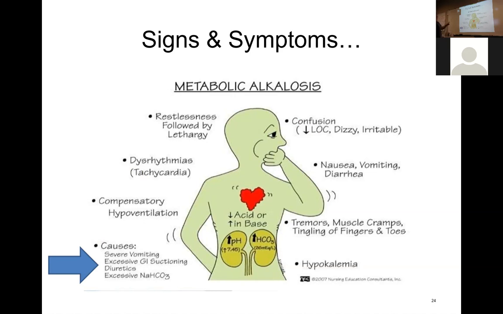So, nausea, vomiting, diarrhea. Anytime we get out of balance with our acid base, we can have some confusion, where you can see some tingling in the fingers and toes and some tremors. Hypokalemia. So if we've got too much base, we have hypo. If we have too little base, we have hyperkalemia. So the metabolic condition affects your potassium level. That's worth knowing because potassium affects your heart.